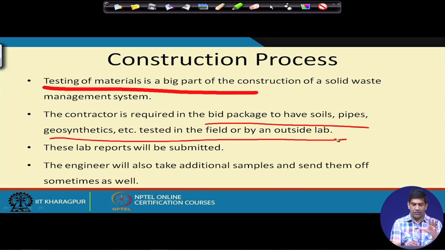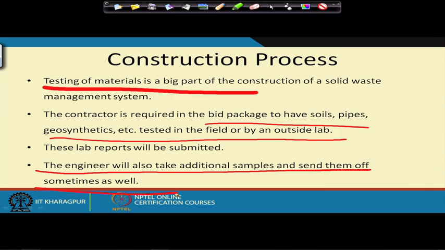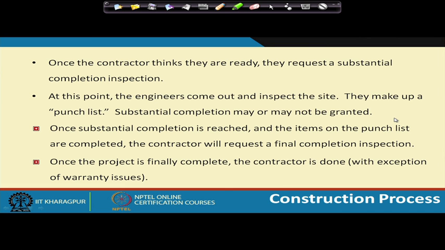The engineers from the client side can also take additional samples and send them off sometimes as well, just as a cross check, and that's always a good QA/QC, quality assurance, quality control practice, to check whether the lab you are sending samples to, and if you send it to some other lab, whether the results are matching or not. That's always a very good idea, because most of this construction is a multi-million-dollar project, so you want to make sure things are done properly. So testing of material is a huge component of construction of the solid waste management system, or any construction.